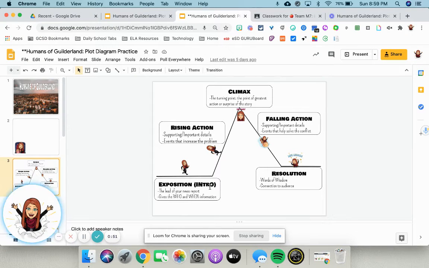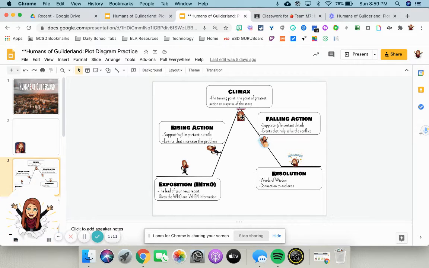So we started with our introduction, which is called the exposition. This is the lead. It gives us all of the who and when information. Moving up our plot diagram, we get to the rising action. These are the events that increase the problem. So this is where you will go to the supporting details part of your notes and grab some information there.